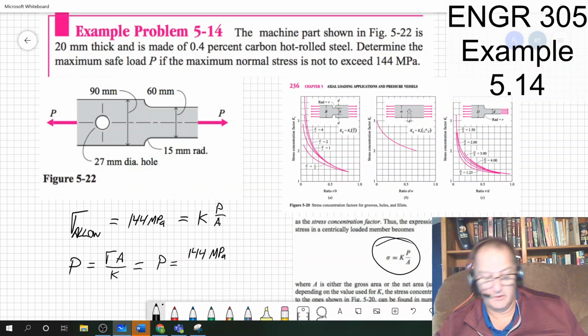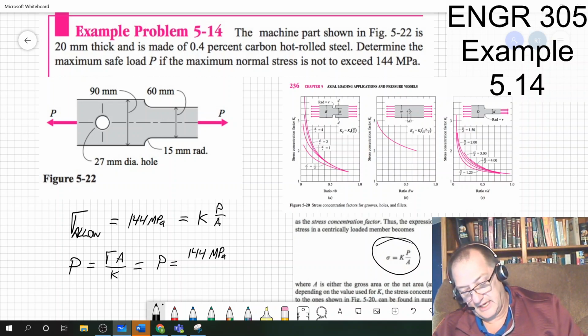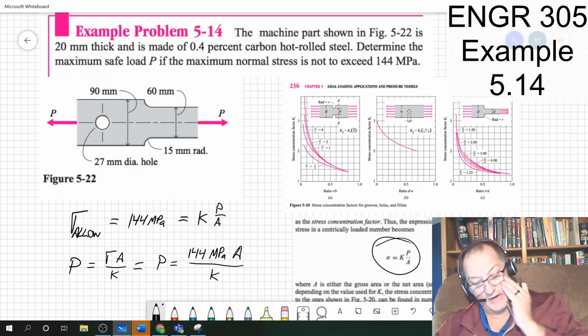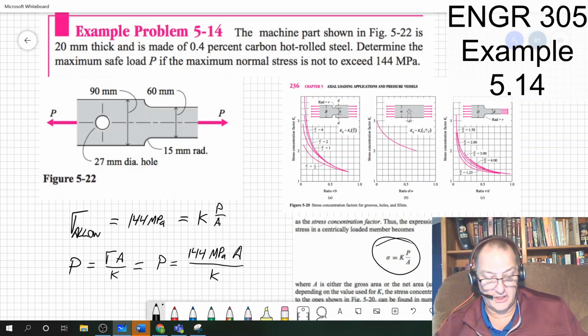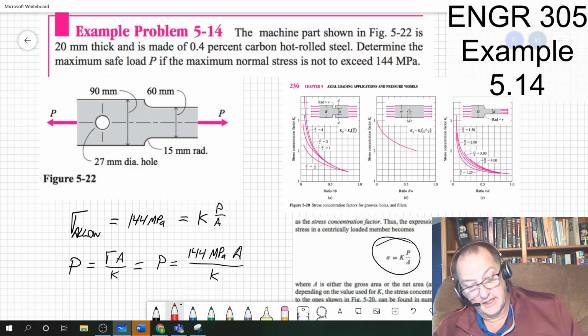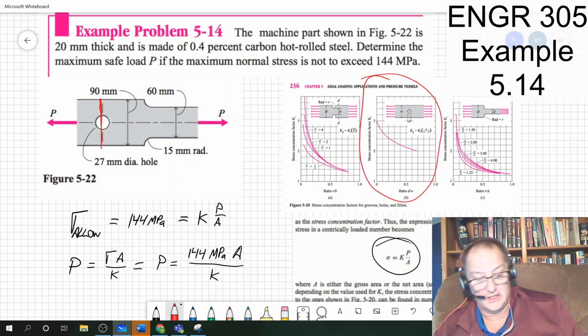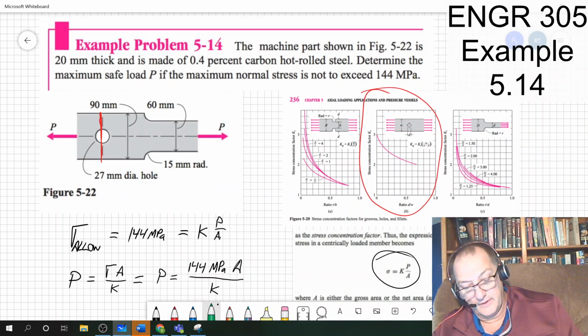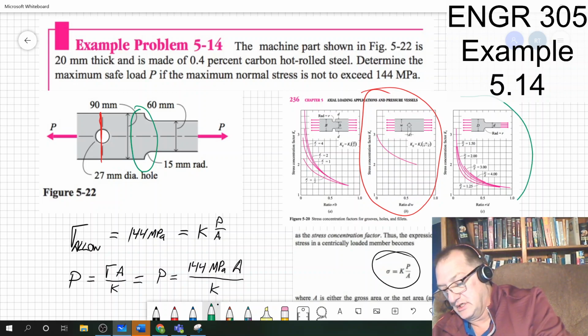times an area. So I need to know the area. And actually, that's a nice problem to have. And then I need to know my stress concentration factor. Well, okay, maybe I should have gone through this a little bit better. There are two areas where the stress is heightened. There's this area here, and that corresponds to this red chart. And then there's this area here where this necks down, which is this other chart.